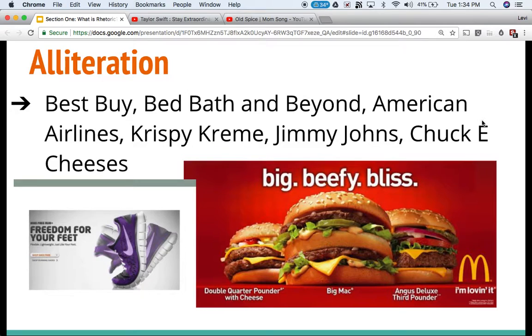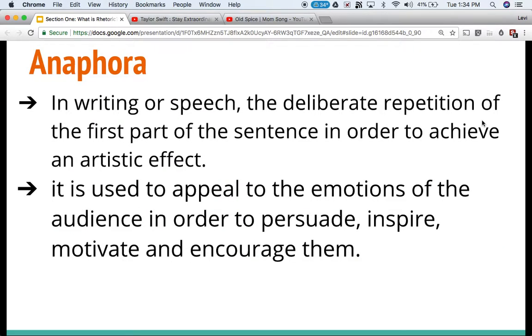And so, yeah, that's alliteration. Anaphora. In writing or speech, it's the deliberate repetition of the first part of the sentence. So alliteration was the first letter in words. This one is the first words in a sentence. And the reason that you have anaphora is, especially for advertising, you want to have that stuck in your head. You want them to remember that phrase, if anything.